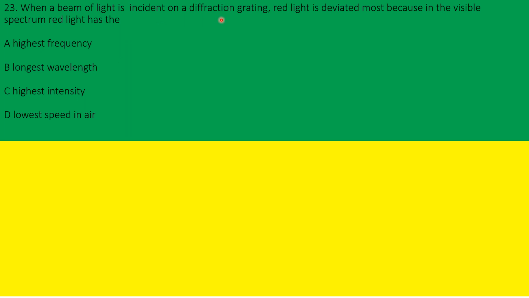That's for diffraction gratings. But if you talk about dispersion spectra, the one that is deviated most is the one with the shortest wavelength instead. For a diffraction grating, the one that is deviated most is the one with the longest wavelength. You just need to know that, right? So for dispersion spectra, the one deviated most is the shortest wavelength. For diffraction, it is the longest wavelength. So yeah, our answer is B.